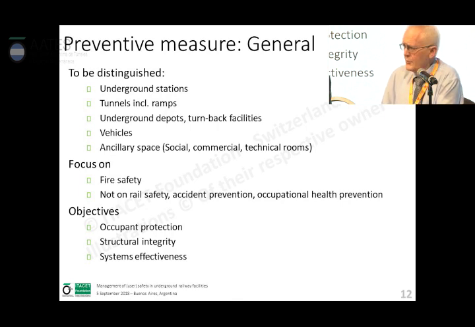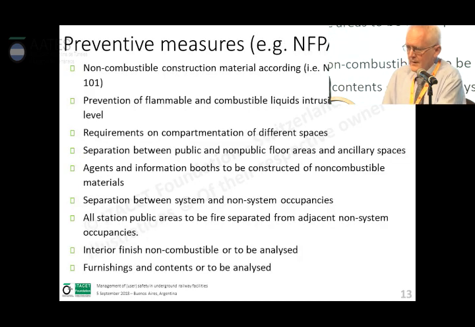And then certainly we want to have an effective, efficient system regarding fire control, fire safety. Now, here is a list of preventive measures according to NFPA. Of course, I will not go into all the details here, but there's a long list of things you are supposed to do. For example, use non-combustible construction material, prevent flammable and combustible liquid intrusion from street level. So if there is an accident on a street, there should not get gasoline, for example, into the metro tunnels.